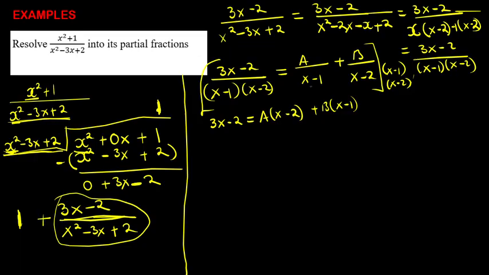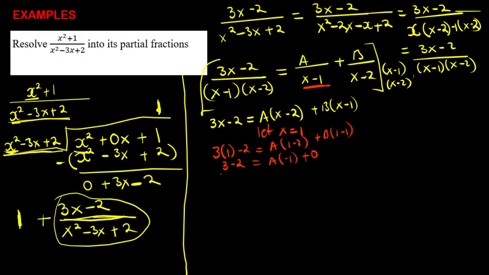Then the next part is for me to find this a. I have to say let x equal to, the opposite of 1 is what? Positive 1. So I'll put 1 wherever there is x, meaning that a times (1 minus 2), then plus b times (1 minus 1), meaning that I'll have 3 minus 2 equal to, here it will be negative 1, then here plus 0. Then I'll have 1 equal to negative a, then I'll divide by negative 1. Then the answer there, a is equal to negative 1.